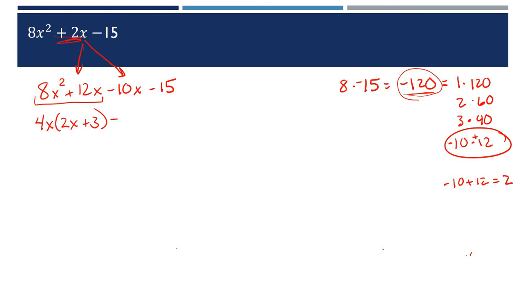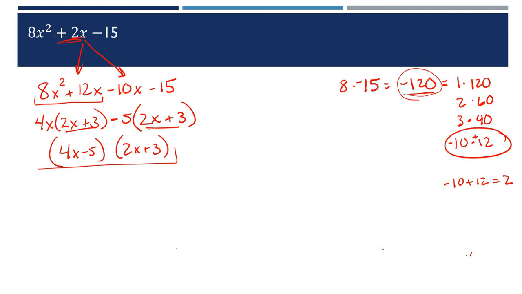I'm going to bring down my minus sign and pull out a 5. And again, 2x plus 3. My like term works, so 4x minus 5 times 2x plus 3. And those are the factors of my 8x squared plus 2x minus 15.